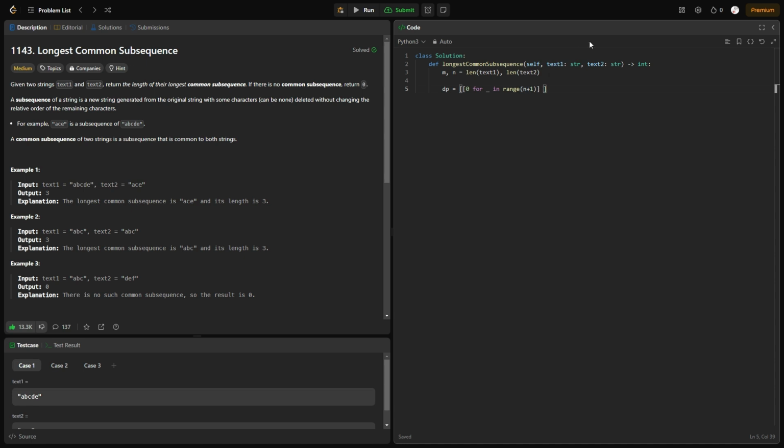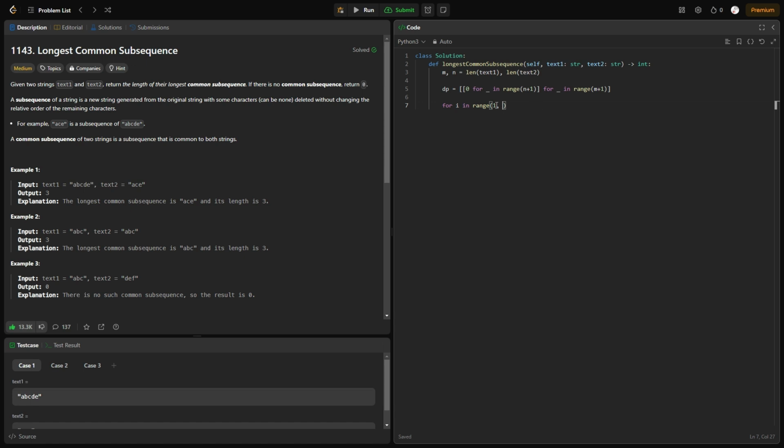Now we're doing the same thing for the m string, or text 1, so for nothing in range m plus 1. So now after that, we can do a for loop to check for common subsequences or common letters in both strings. Starting with the columns, for i in range, we can start with 1 because we don't have to care about the 0th letter. That's just for us to keep our array not out of range.